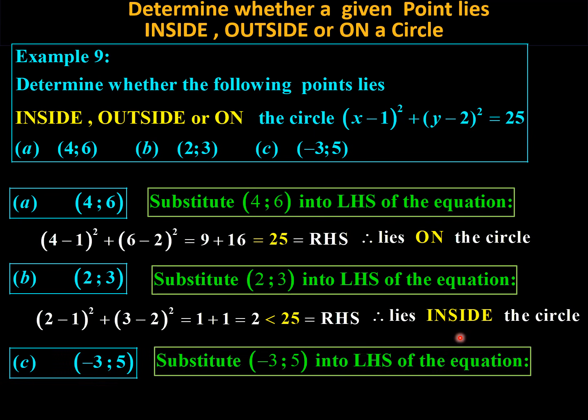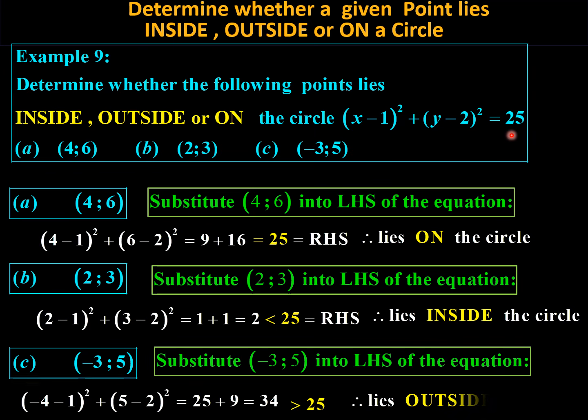Let's take the third example. Let's substitute that point, and we end up with a 34. Now compare this 34 on the left with the 25 on the right. 34 is greater than 25. And when it's greater, the point lies outside the circle.